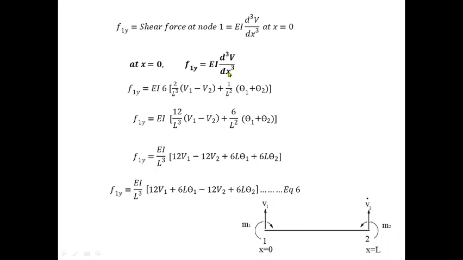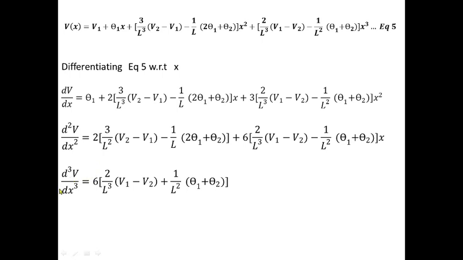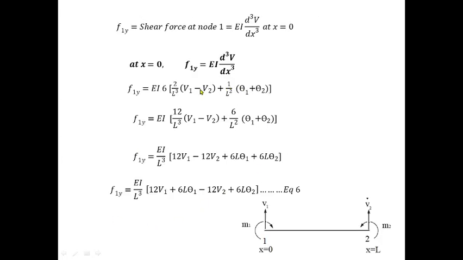We know d cube v by dx cube is given by the equation, so you need to substitute this equation here. In this place we will be substituting EI times 6 into 2 by L cube, v1 minus v2, plus 1 by L square, theta 1 plus theta 2. Okay.